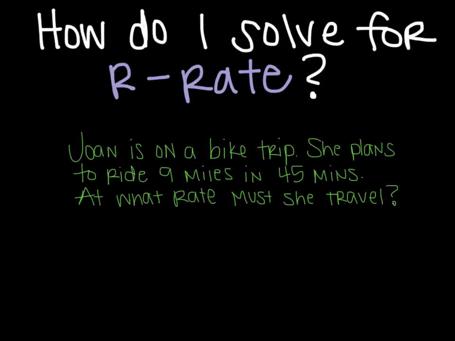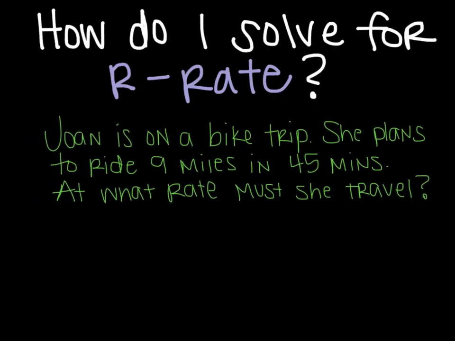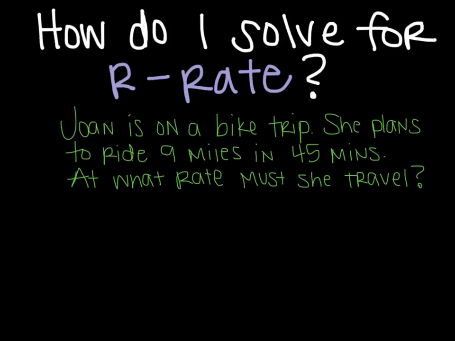Next question, how do I solve for r, which is rate? Our problem here states Joan is on a bike trip. She plans to ride 9 miles in 45 minutes. At what rate must she travel? So again, we're going to use our d equals RT formula here.